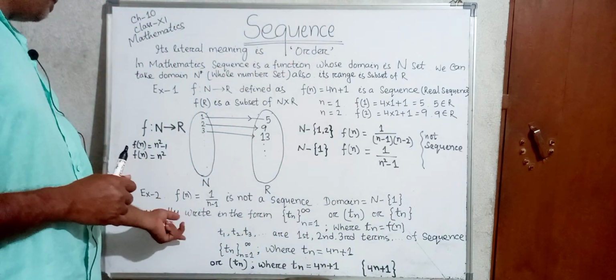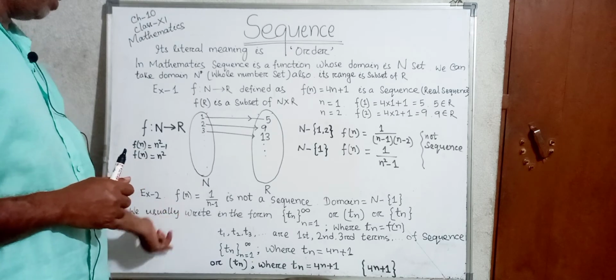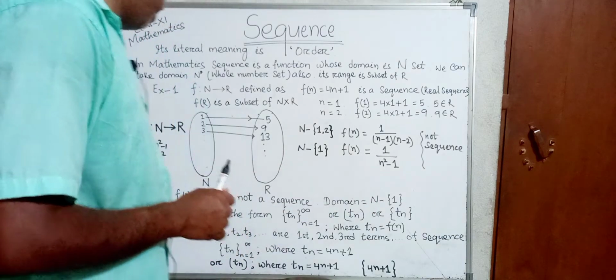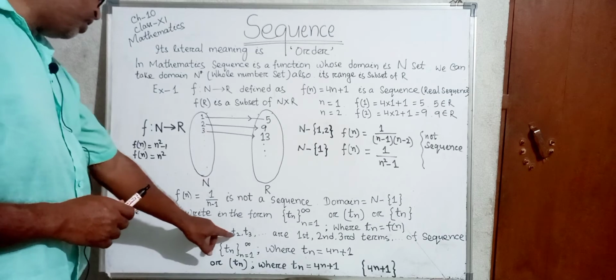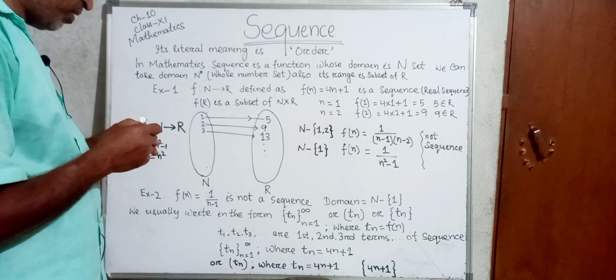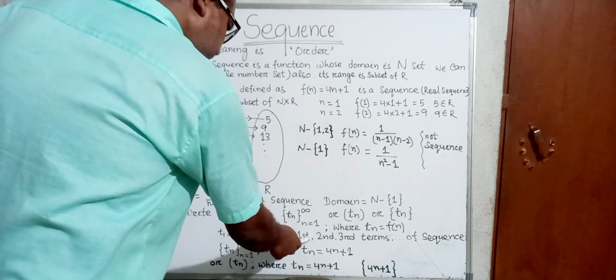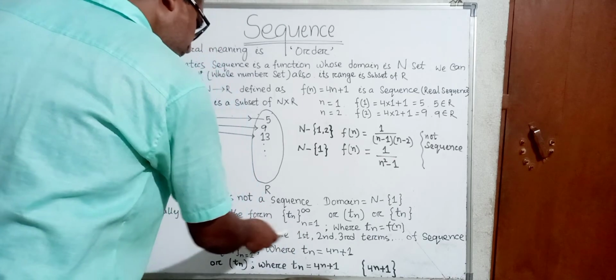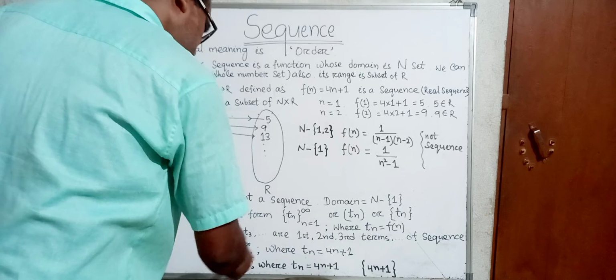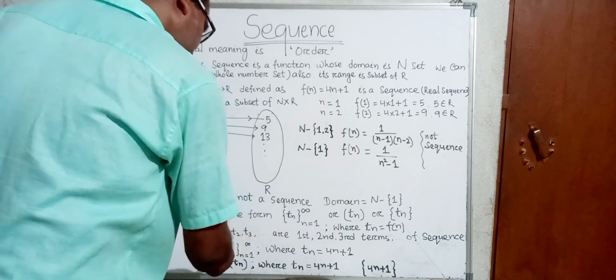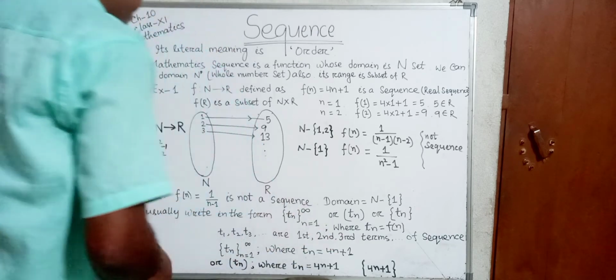These are the notations you usually write. T1, T2, T3 and so on. T1 is the first term, T2 is the second term, T3 is the third term, like this.